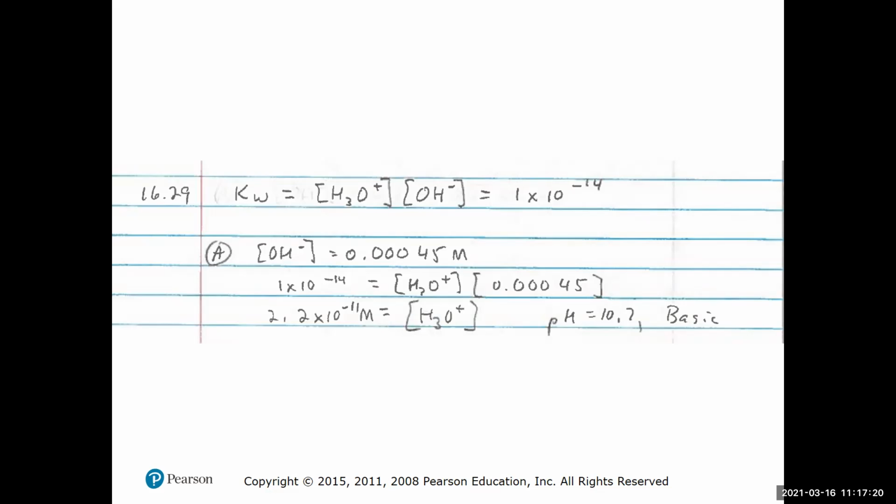If you're like me, I'm more comfortable deciding if something is acidic or basic by having it in pH units. So if I go ahead and do minus the log of 2.2 times 10 to the minus 11, I see the pH is 10.7. And 10.7 is greater than 7. So we said if it's greater than 7, it's basic.